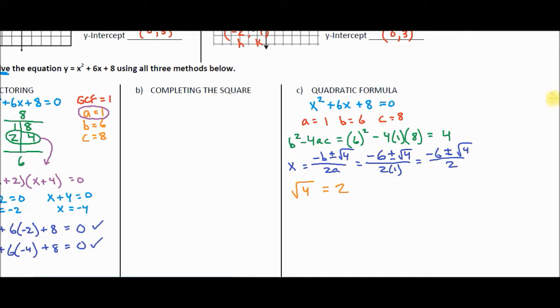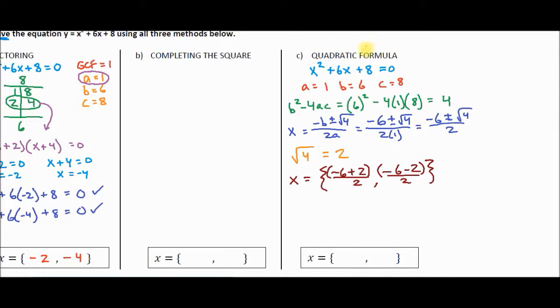So our final answer can be written as x is equal to -6 plus square root of 4, which is 2, so -6 plus 2 over 2, -6 minus 2 over 2. And remember, class, put your numerator in parentheses so you know how to put it in your calculator. You got to have those parentheses in there if you want to put the whole fraction in the calculator at once.